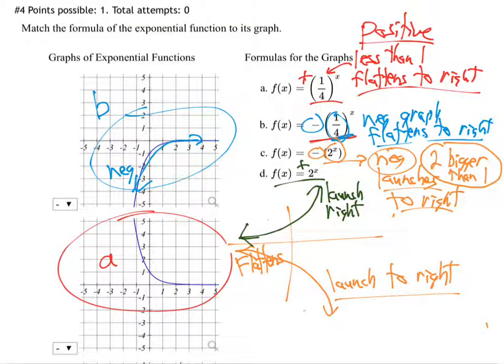So if you have a fraction less than 1, then that means it flattens to the right. If you have a number bigger than 1, like 2, 3, 4, whatever, that means it launches to the right, but we don't know if it launches up or down. How do you know that? Well, that's the sign in the front. Positive in the front, it's launching up. Negative in the front, it's launching down. It's always going to launch one side or the other. It's just a matter of whether it goes up or down.